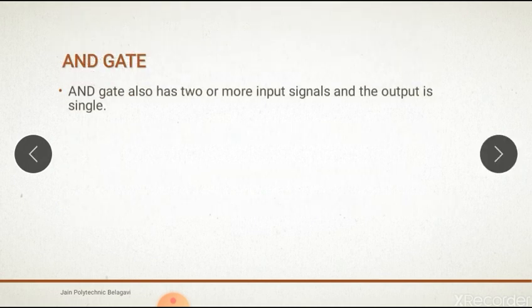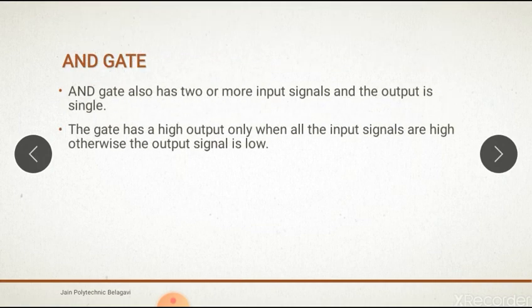AND gate. AND gate also has two or more input signals and the output is single. The gate has high output only when all the input signals are high, otherwise the output signal is low. We can express the relationship between input and outputs of AND gate in the form of Boolean equations or logic equations and truth table as follows.